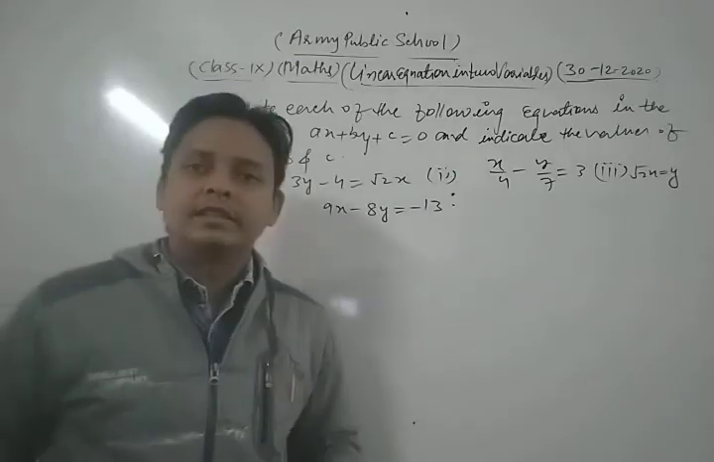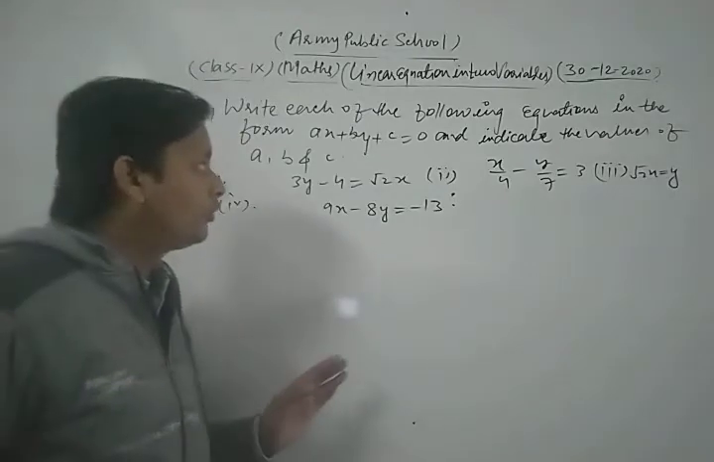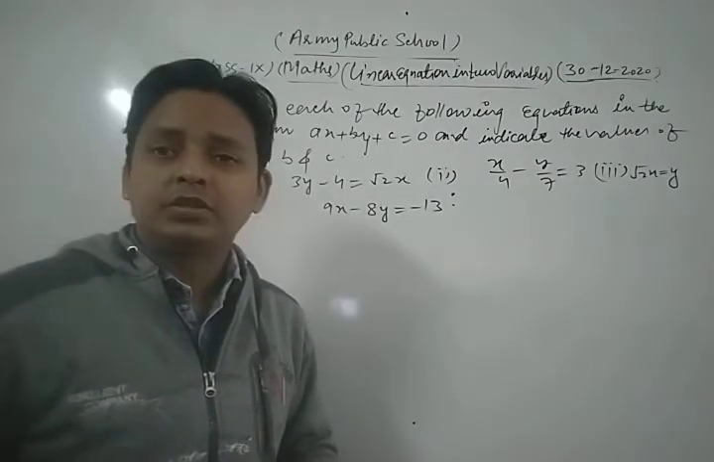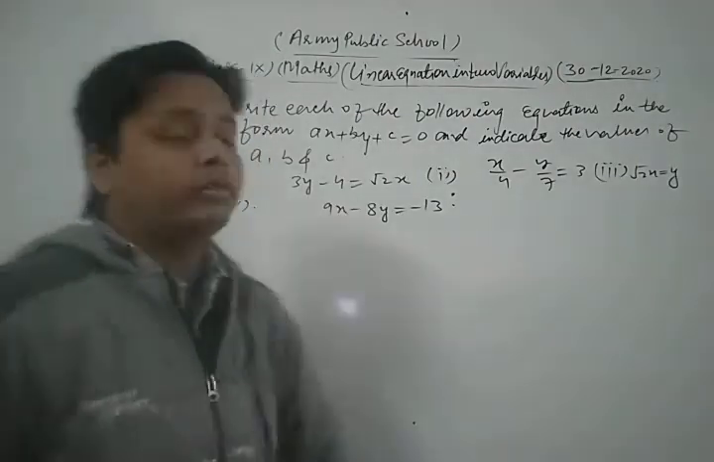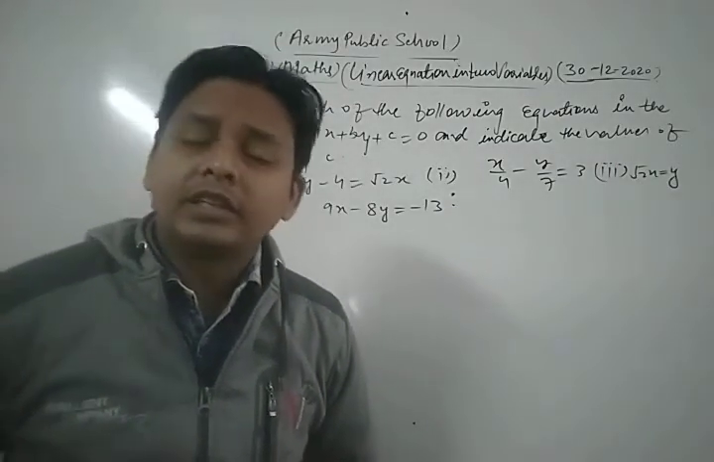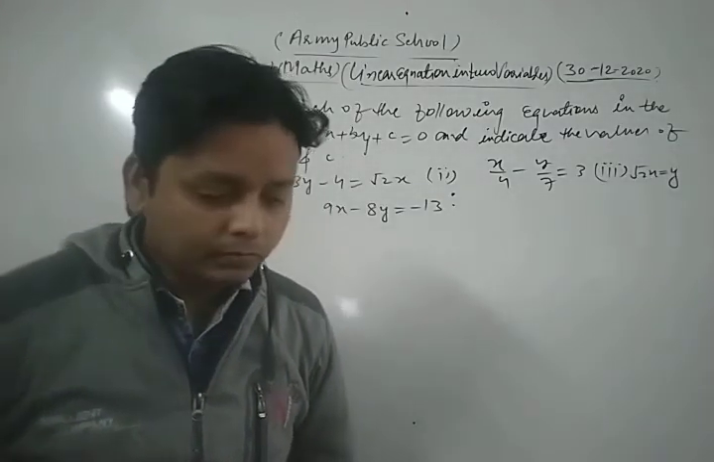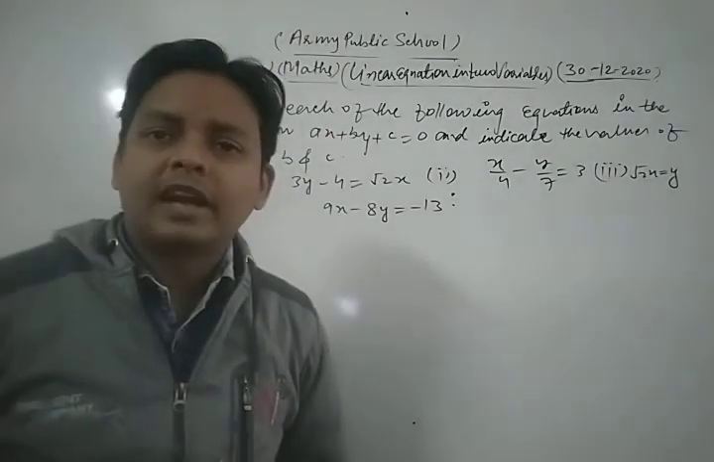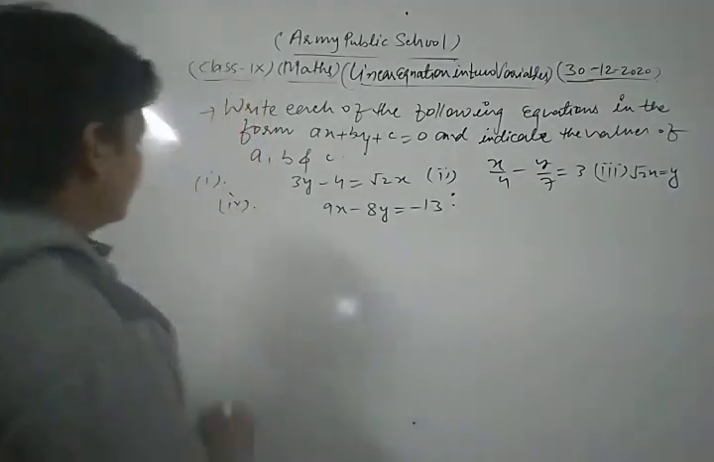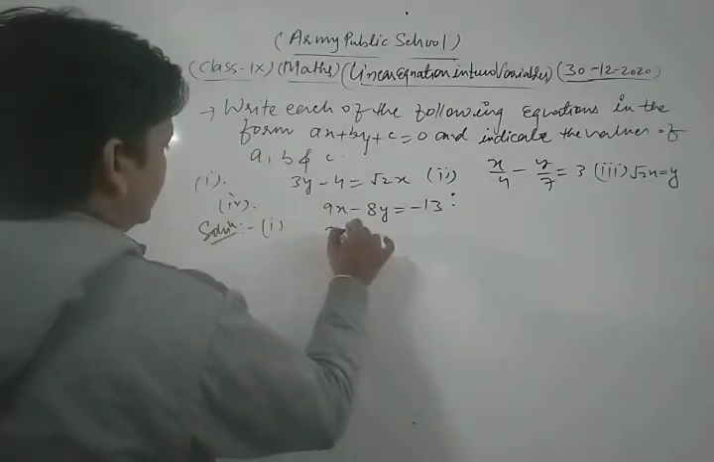Now these are some given equations in two variables. First of all, in this question we write each of the following equations in the form of ax plus by plus c is equal to 0. Then after that we indicate the values of a, b and c. Now, dear friends, we take and solve the given question. Let's see. Now we take and solve the first part of this question.